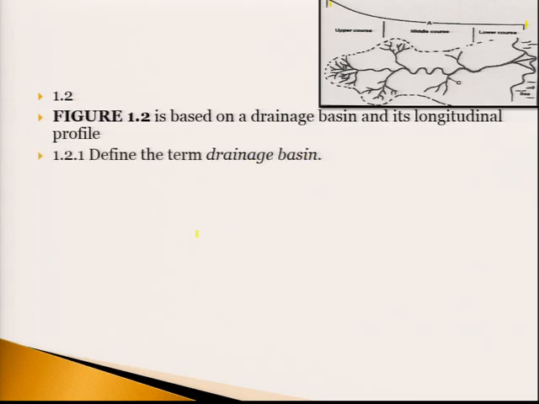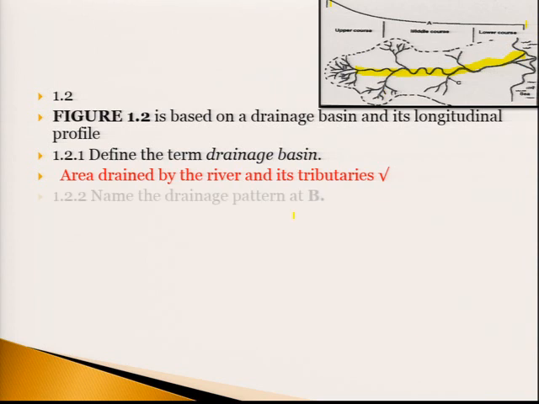Define the term drainage basin. Okay, let's define it. The answer will be, it is an area drained by a river. This is our river in this instance, and our tributaries that are joining in between.